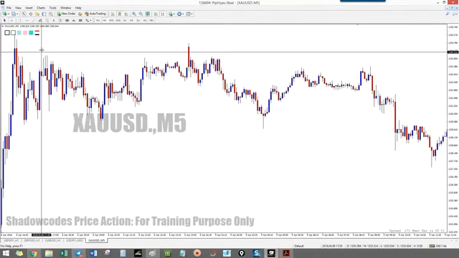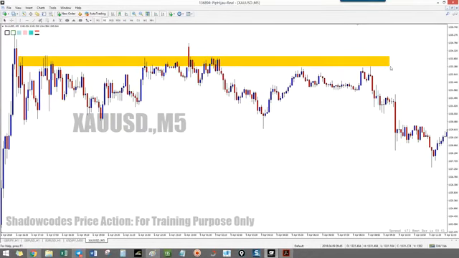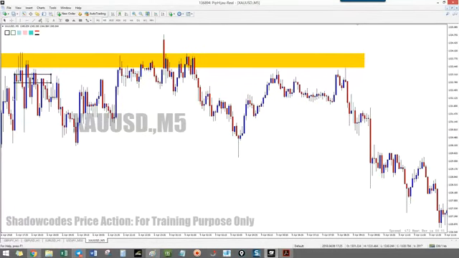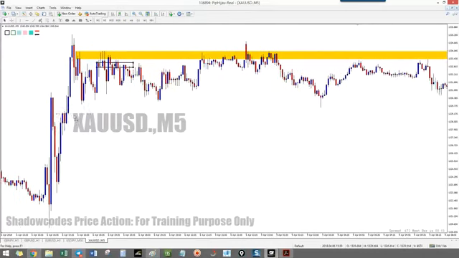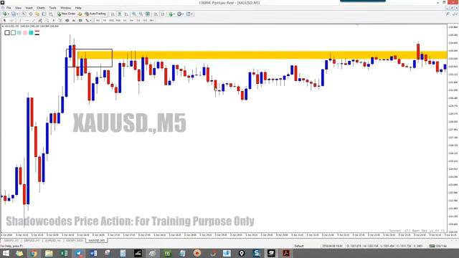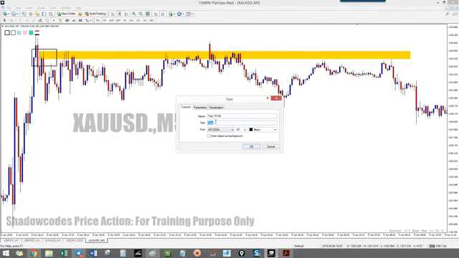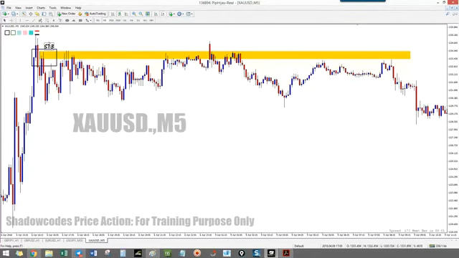Let's see. I see ST3 here. Let's mark the zone first. Too sharp. ST3. And ST1.